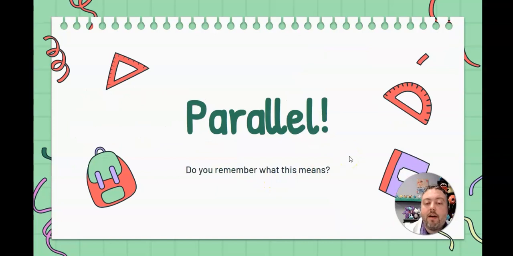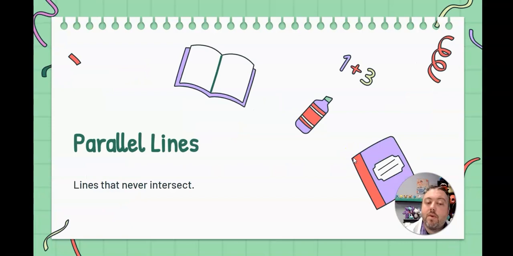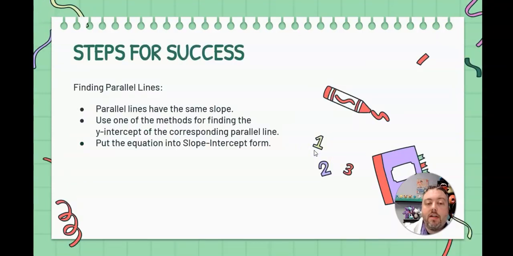So let's look at parallel. Do you remember what that means? That's right, it's lines that never intersect. So on the graph, how do we know if lines never intersect? Well, here is our guide. Here's our definition or rule that we can follow to know whether or not lines are parallel on a graph. Parallel lines will always have the same slope. They'll have different y-intercepts, but they will definitely have the same slope.